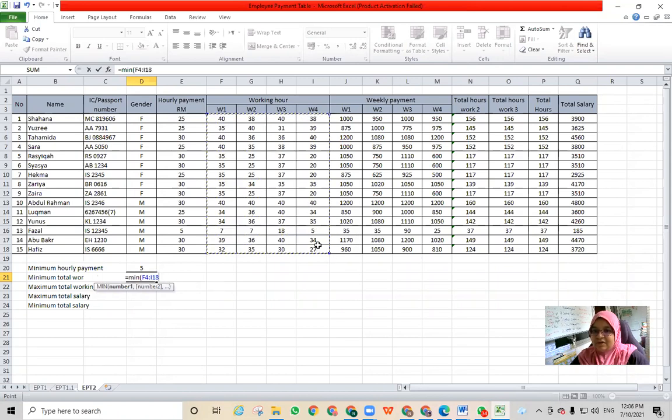Let's try to select the range. Drag all of it. Yes. All of them. Close, enter. Close the brackets, then enter. Yes, correct. So it's there.